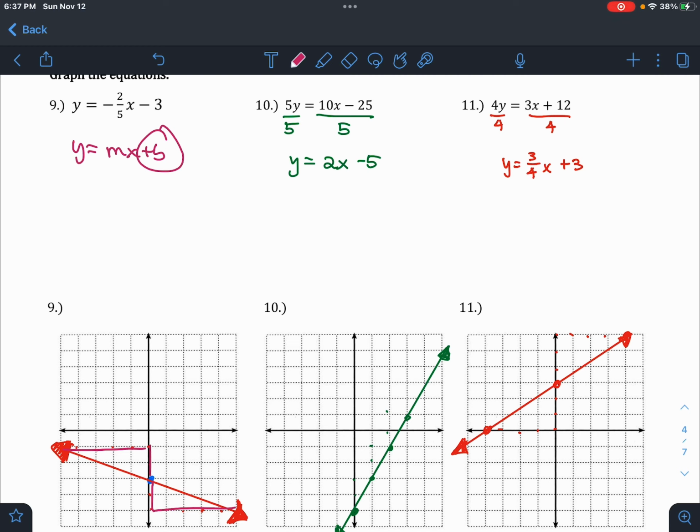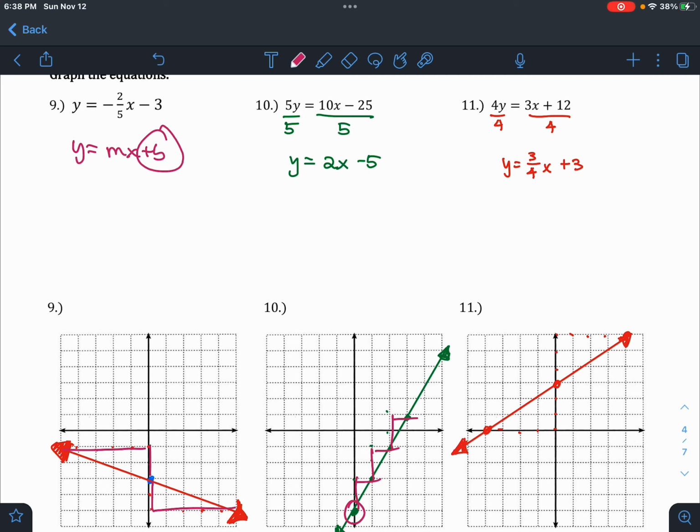On number 10, I could choose to move the 10x over and use x and y intercepts, but I went ahead and just solved for y, dividing everything by 5. So my y-intercept is -5, and my slope is +2. So I go up 2 over 1, and I just did a few more just to show you that it's a constant slope. And of course I use a ruler, and I include my arrows.